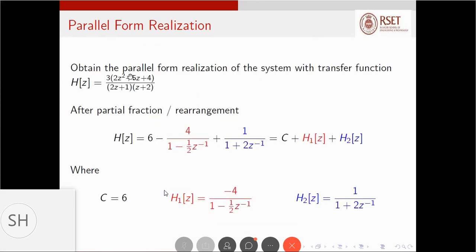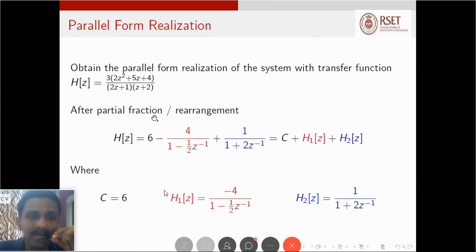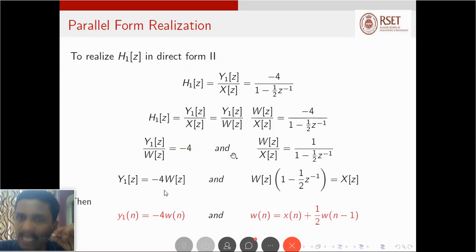Here, after partial fraction of this particular example, I didn't give the partial fraction part in this slide. After obtaining the partial fraction or some types of rearrangements, in this particular example, you need to divide the numerator by the denominator. Then you will get 6 minus 4 divided by 1 minus 1/2 z inverse plus 1 divided by 1 plus 2 z inverse. C plus H1(z) plus H2(z). Then this part is H1(z) and this part is H2(z), where C is a constant. Then realize H1(z) and H2(z) in direct form 2.